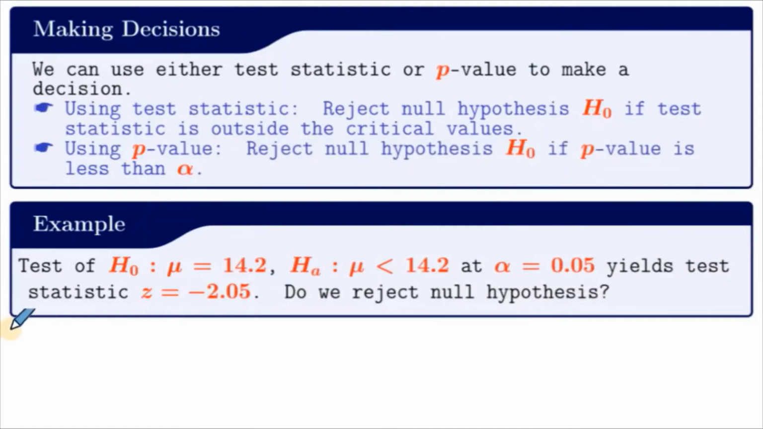So therefore, our p-value is 0.0202. So this is our p-value, and our alpha is 0.05. Since p-value is less than alpha, we reject our null hypothesis. Therefore, reject null hypothesis.